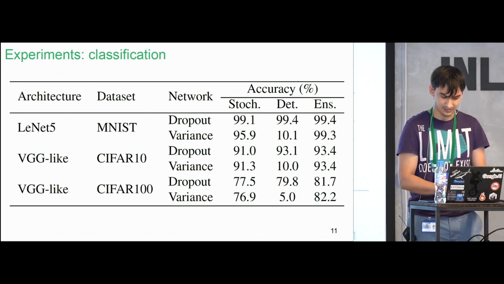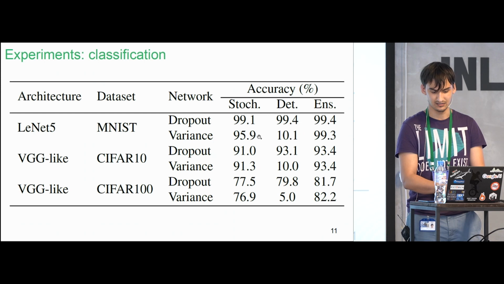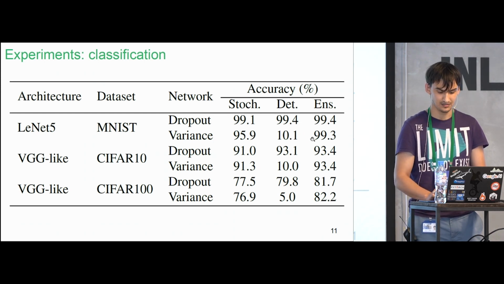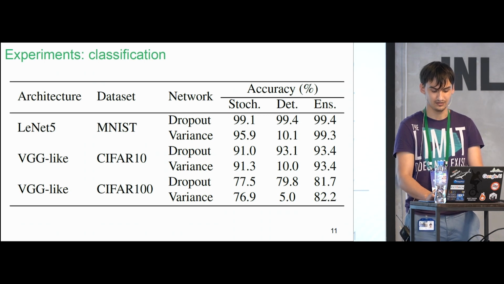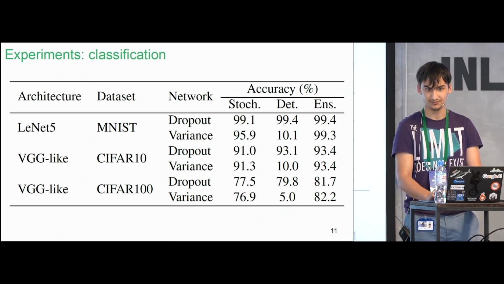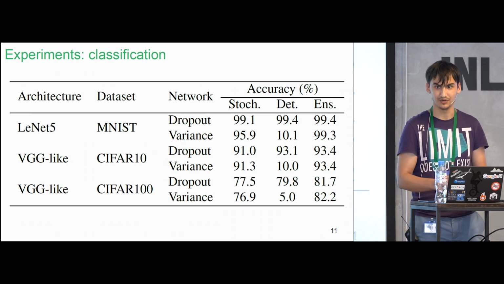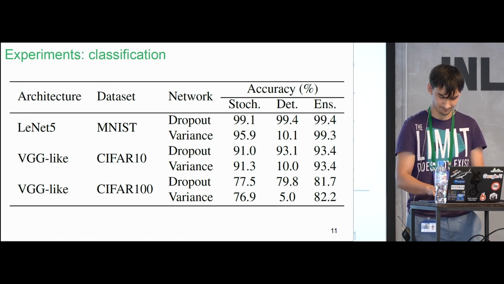And also what the discrepancy between this stochastic accuracy and ensembling accuracy tells us is that we actually have very much diversity between the networks. So we were able to pack a whole lot of different models inside one stochastic computational graph.